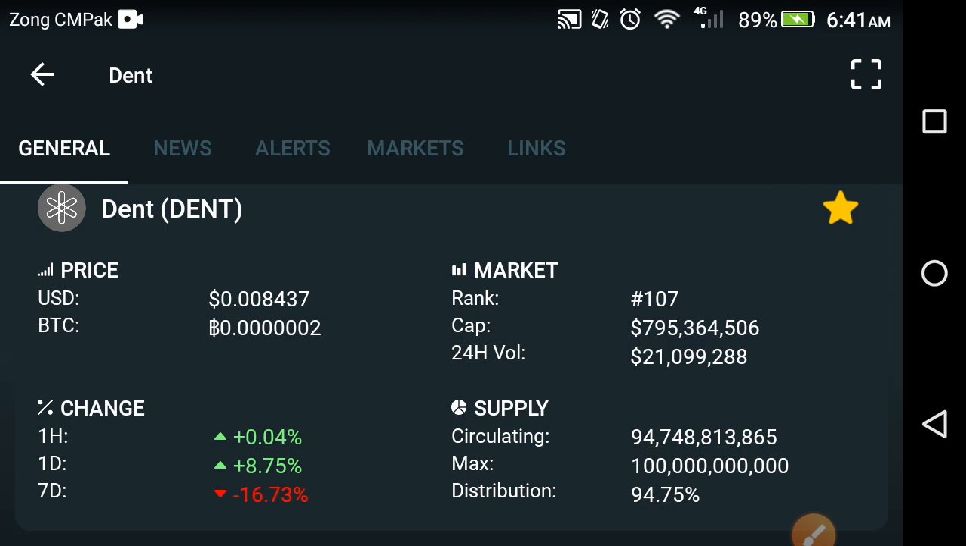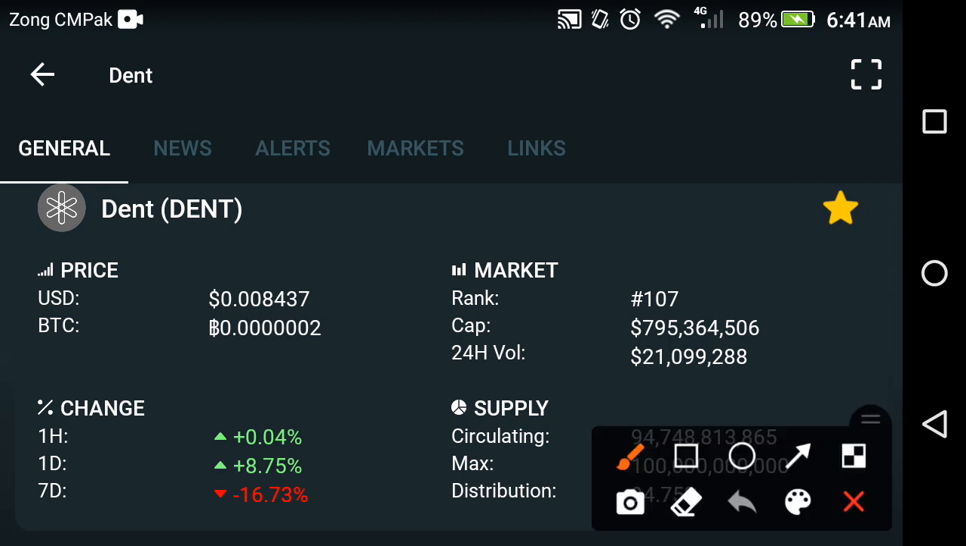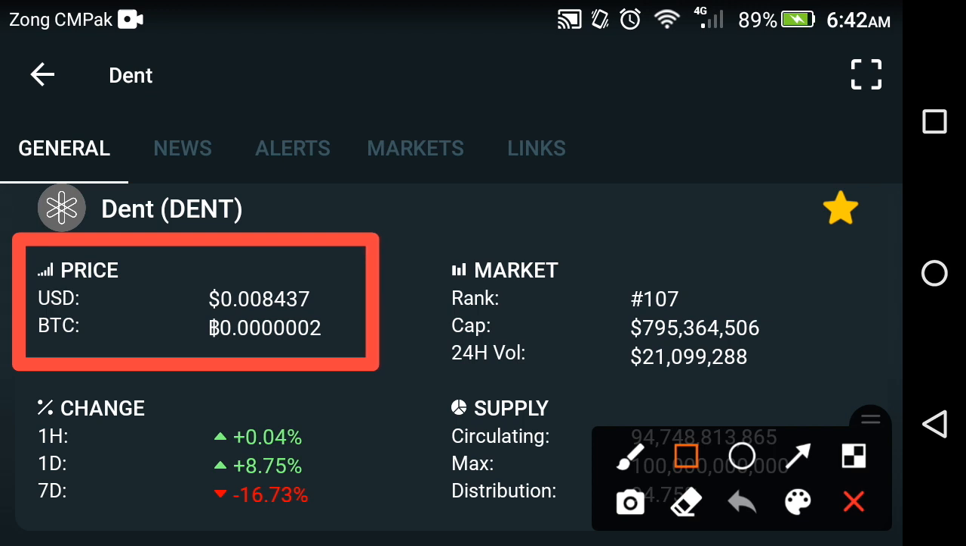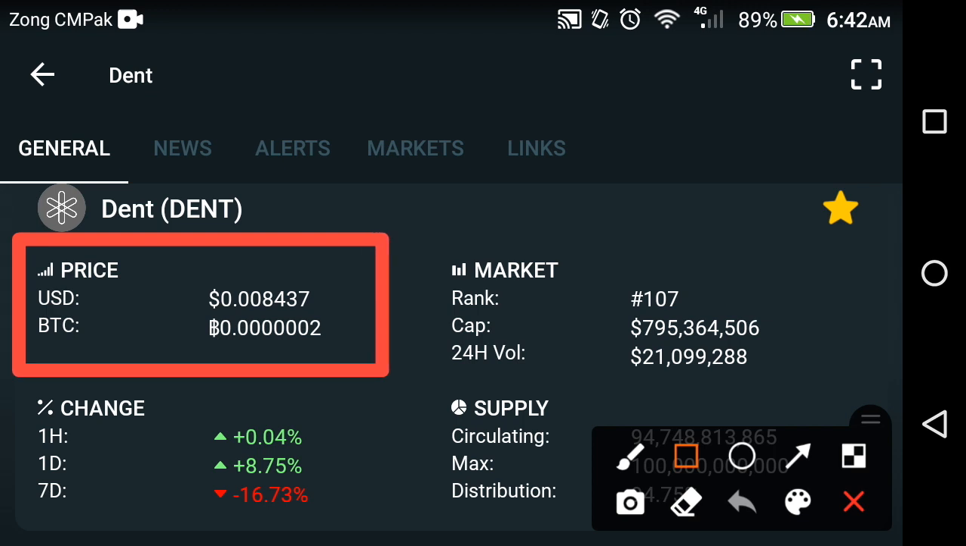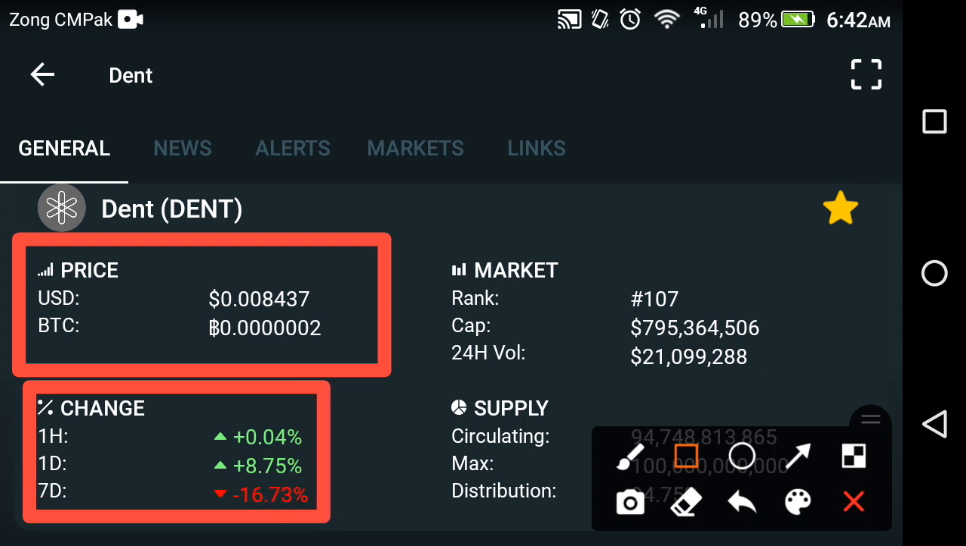Now let's see the price of the DENT coin. As you can see here, the current price of DENT coin is about 0.008437 USD. And if we look at the change that occurred in the DENT coin, the last 24 hour change is positive, the last 1 day change is positive, and the last 1 week change is very bad, friends.